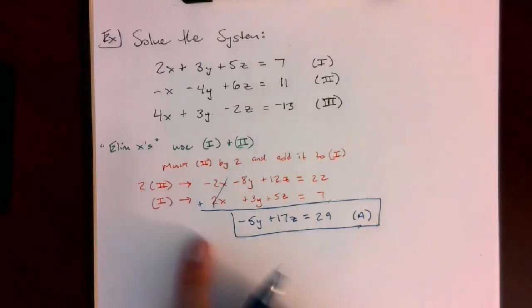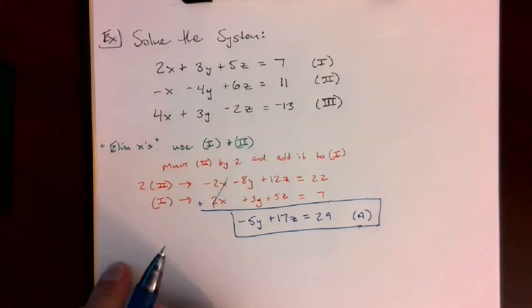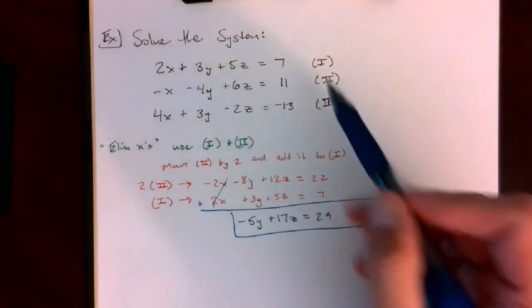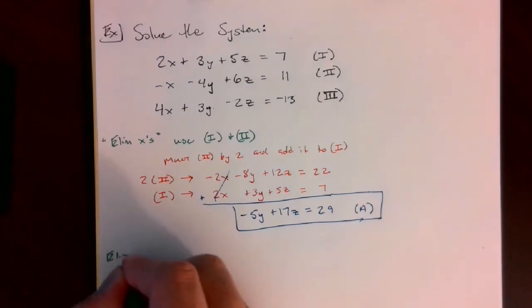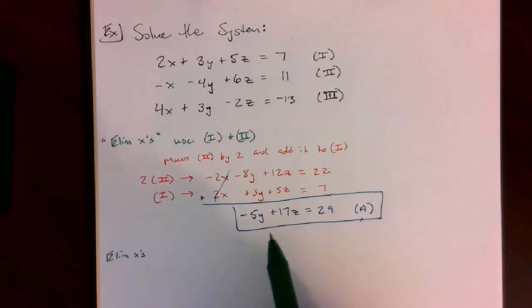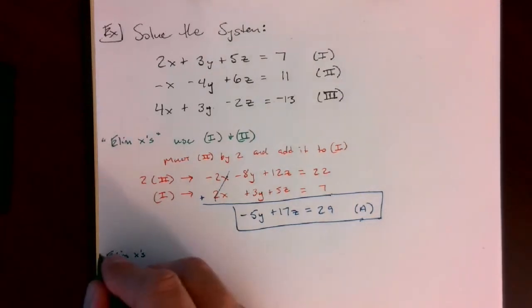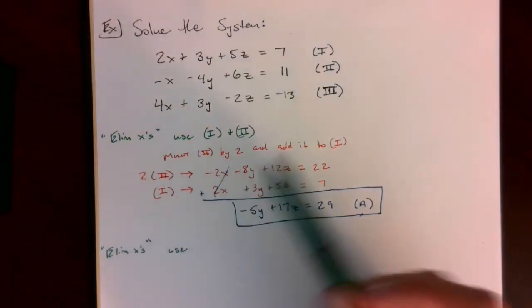Now, you eliminated x's using equations 1 and 2. The next thing you want to do is eliminate that same variable. So if I chose to eliminate x's here, I want to eliminate x's again, going back to the originals, but using a different pair of equations. So now I'll eliminate x's. You have to pick x's again because the next equation you want to have left is y's and z's. So we're going to eliminate x's, and this time I'll use, let's say, equation 2 and 3.